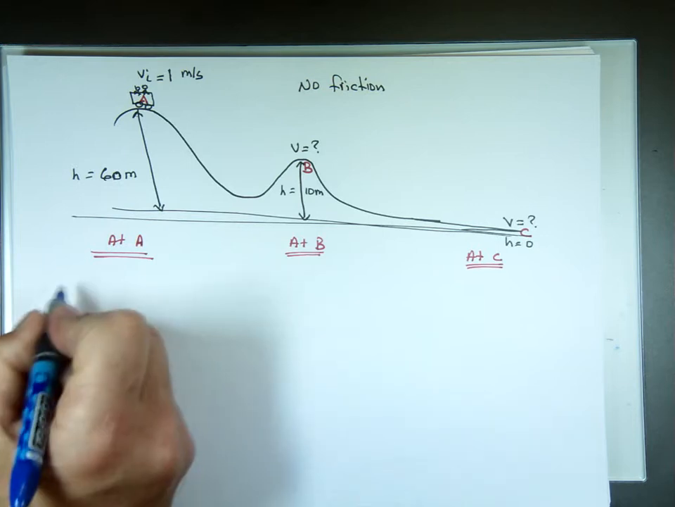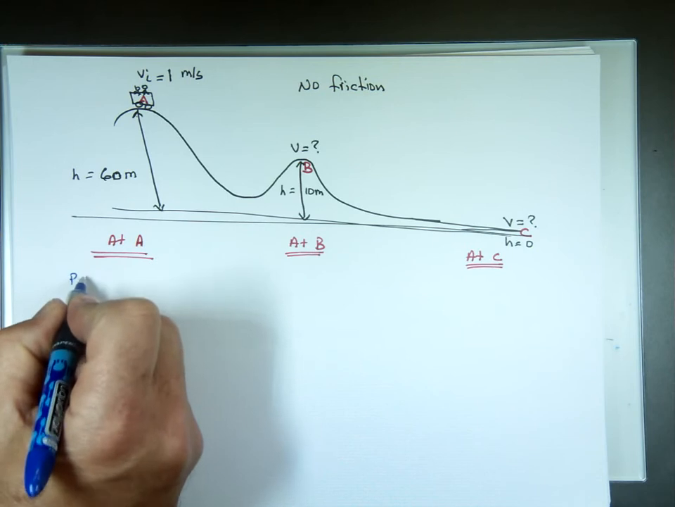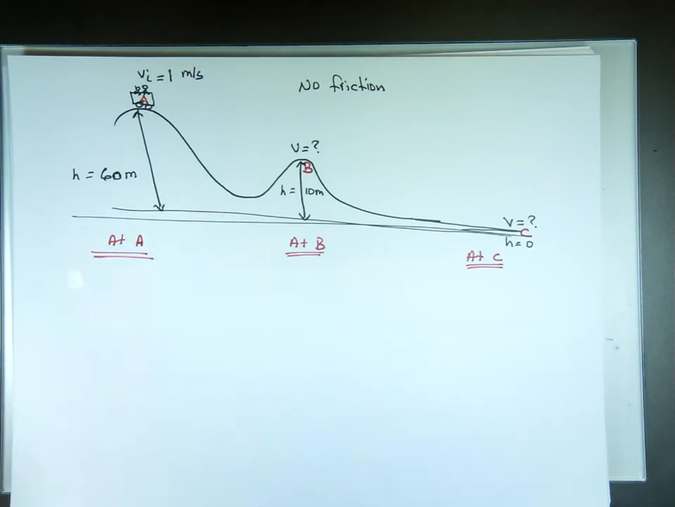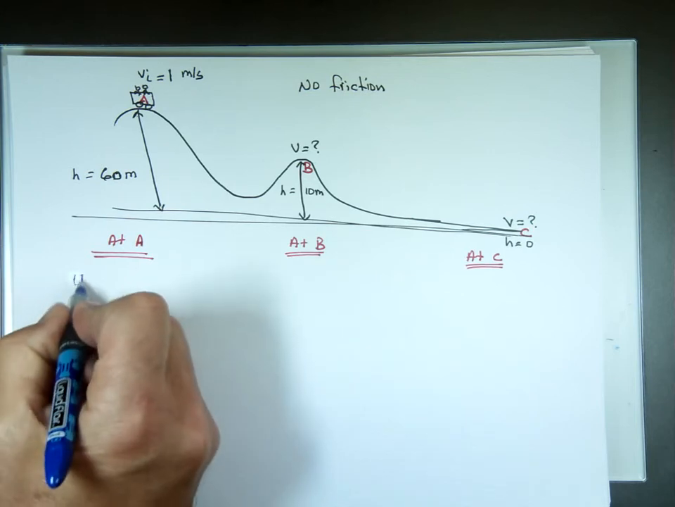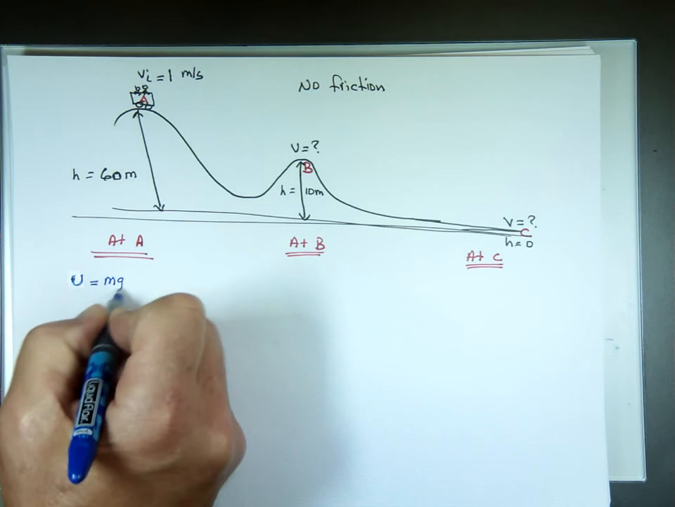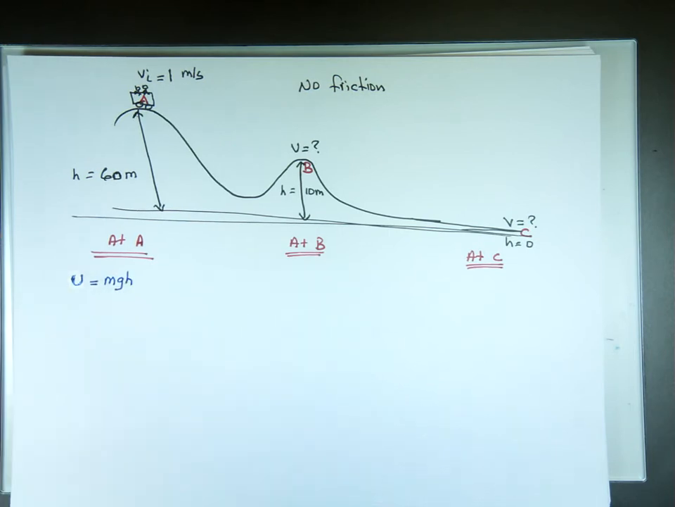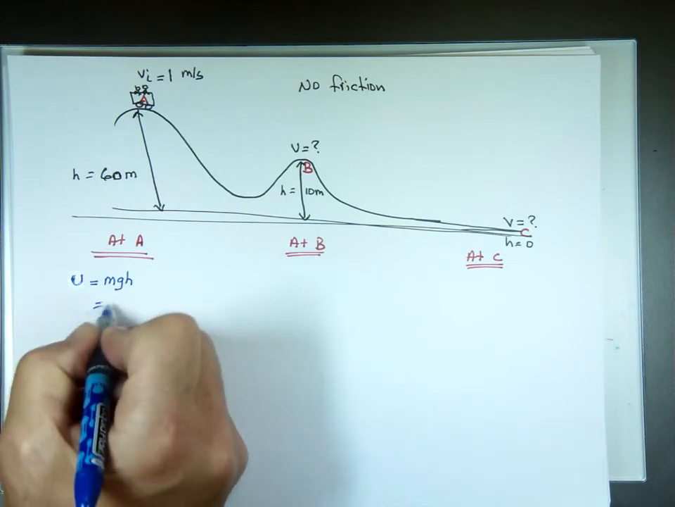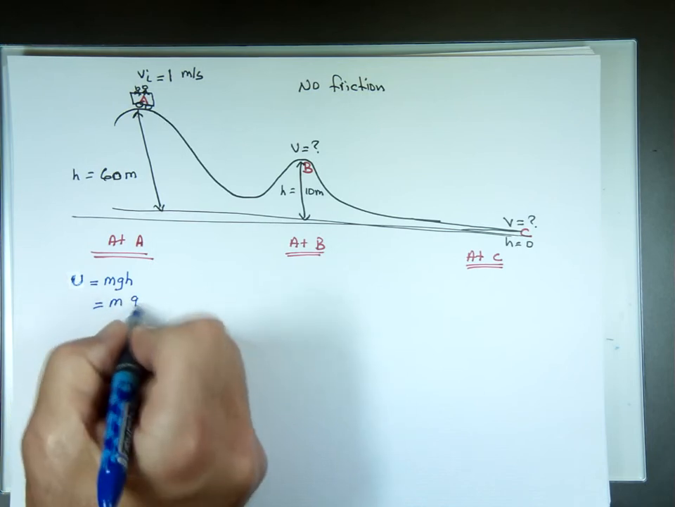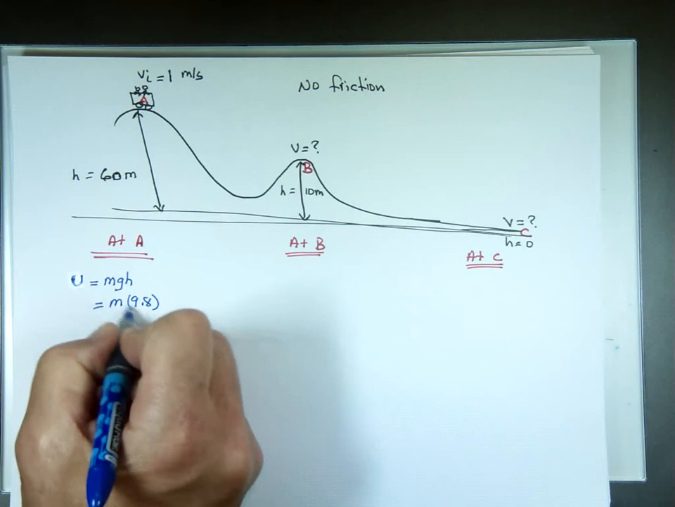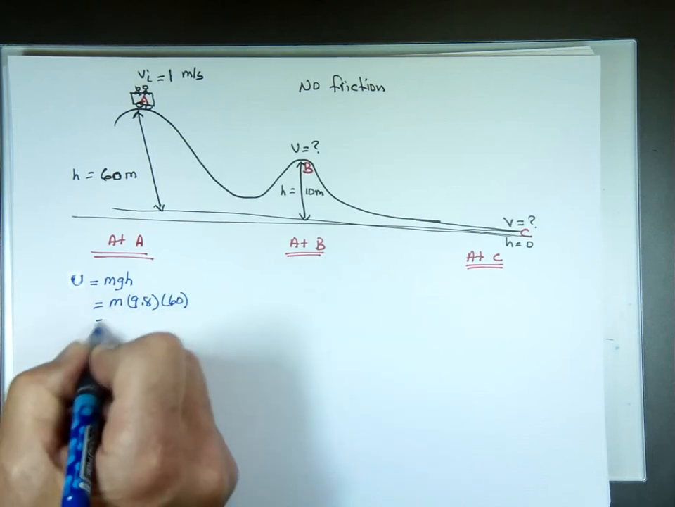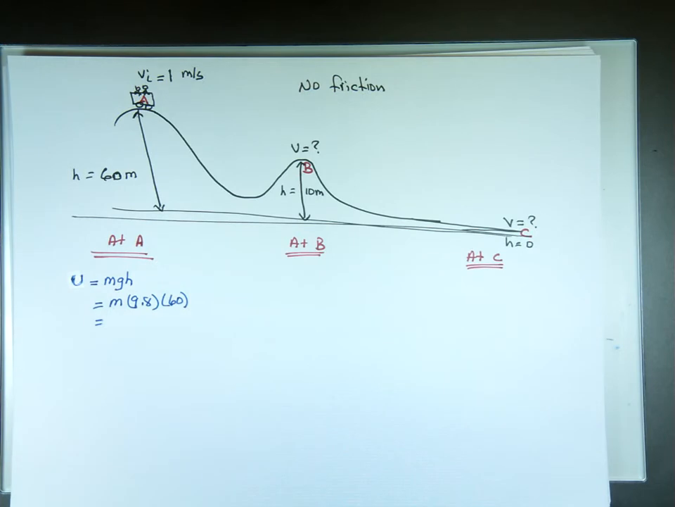So now, what's my potential energy? I keep saying PE for potential. That's what I usually write, but our book uses U. It's mass times gravity times height. What was my mass here? M, unknown. What's gravity? 9.8. What's the height? 60. So you do the math.